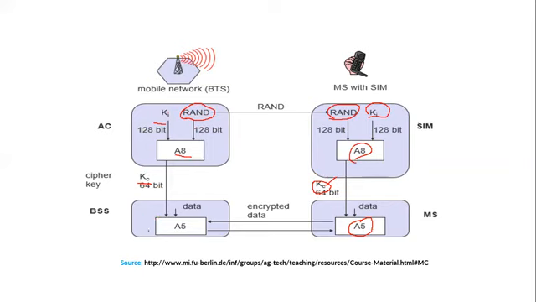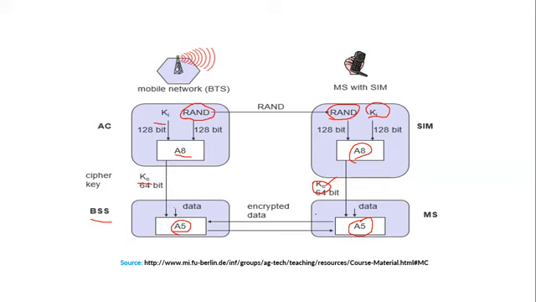It will encrypt this data using the A5 algorithm, using the key KC, the cipher key. So encryption and decryption are done through the A5 algorithm. Whatever data the BSS receives from the mobile station, it will decrypt using A5 with the same key KC.